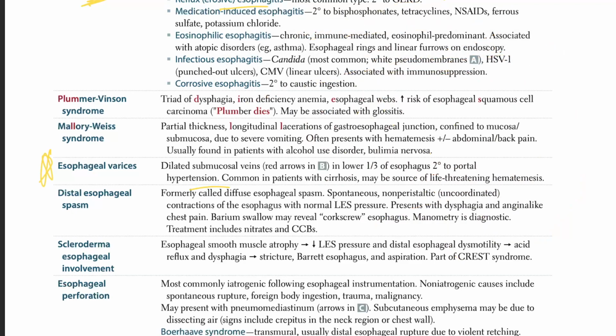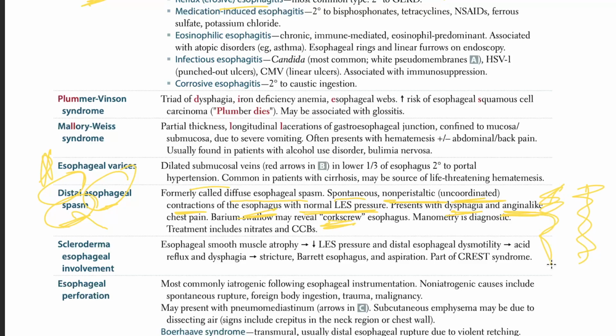All right, now you have distal esophageal spasm. It was formerly called diffuse esophageal spasm. Now it's called distal esophageal spasm, easy naming. Spontaneous, non-peristaltic, uncoordinated contraction of the esophagus with normal LES pressure. Presents with dysphagia and angina-like pain because it's contracting in an uncoordinated fashion. So it's contracting like this. It's going to show you a corkscrew appearance, just like this. So it's contracting so much.